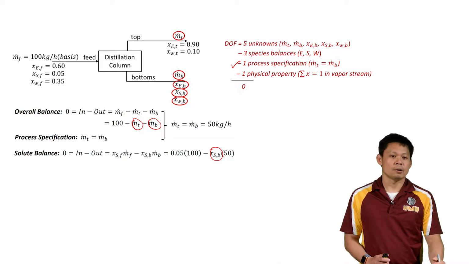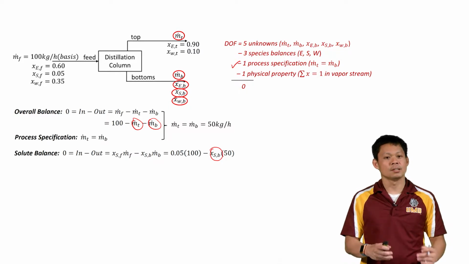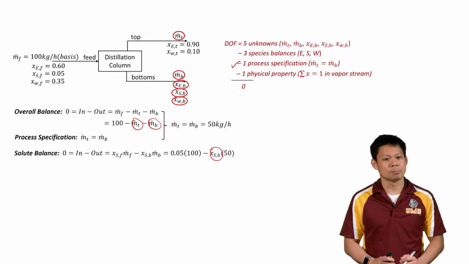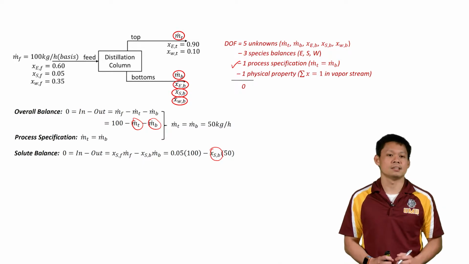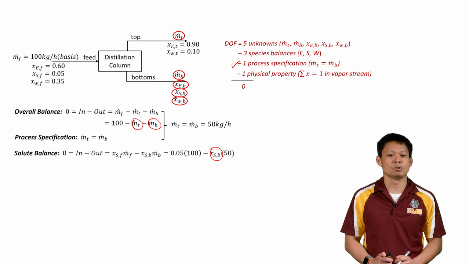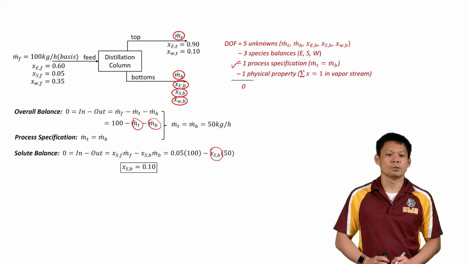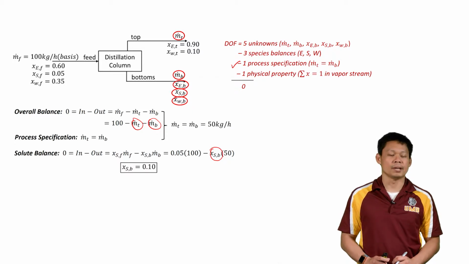Here is a case where the reason why I picked a solute balance is because the top stream has no solute, which means that the equation that I'm going to write is going to be a lot simpler and more likely to contain fewer unknowns. And sure enough, it turns out to be one where we can solve for an unknown right away. By solving that, you see that the mass fraction of solute in the bottoms is 0.1.